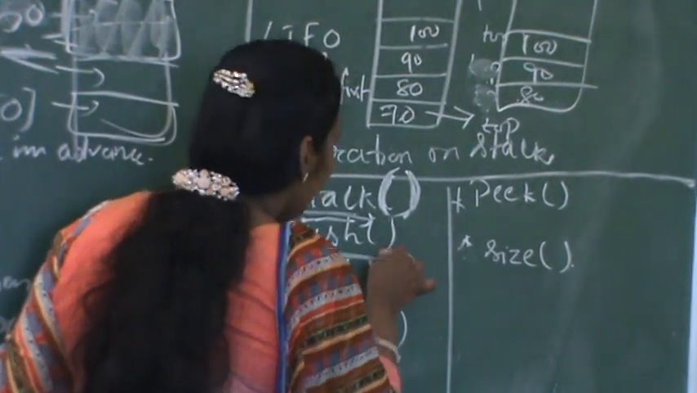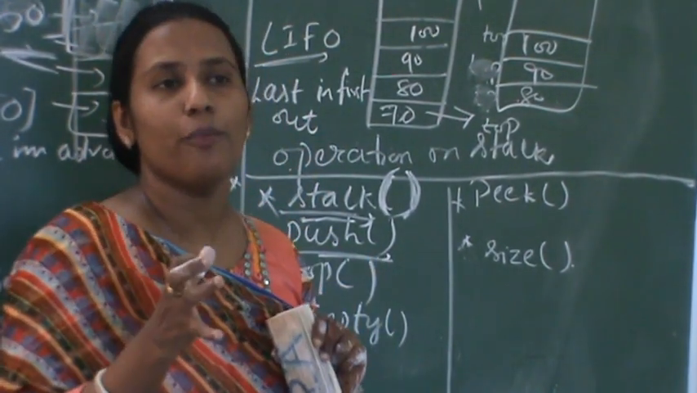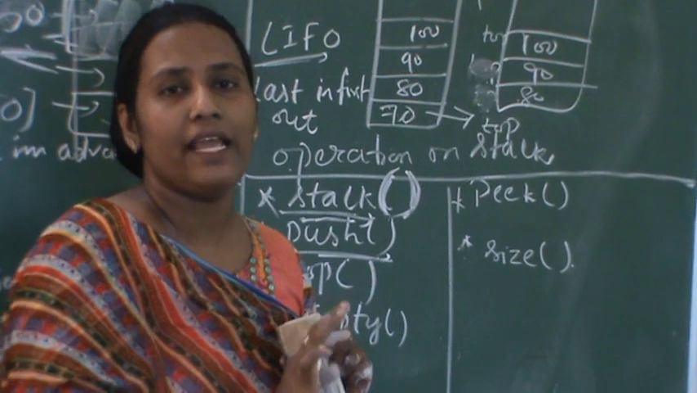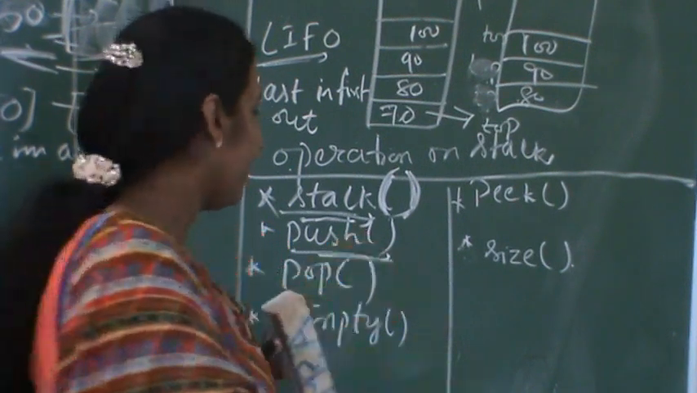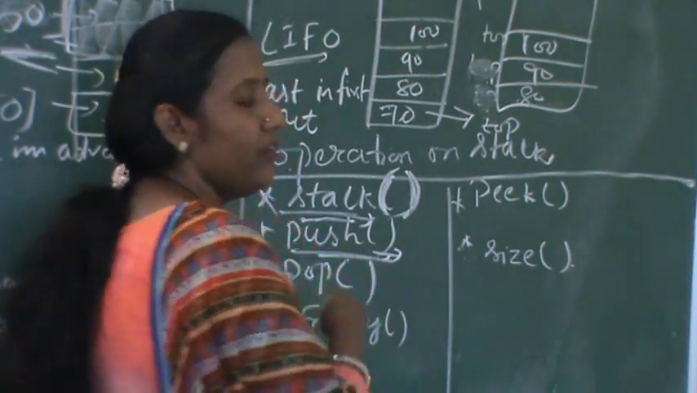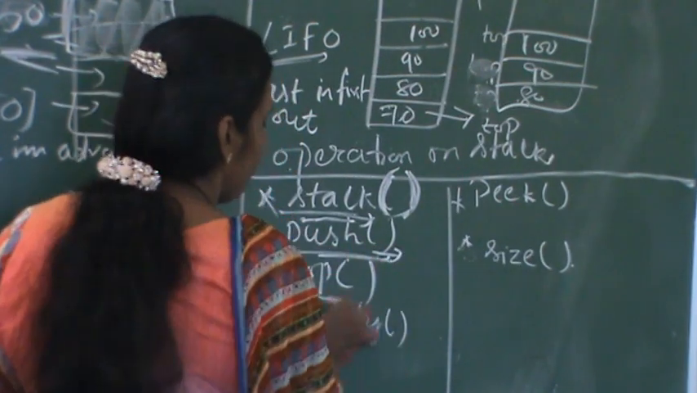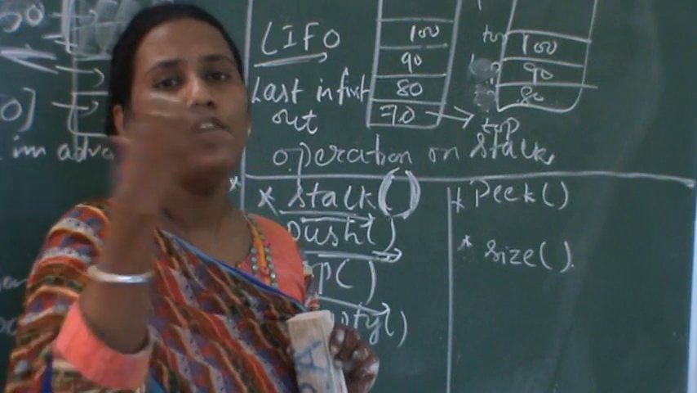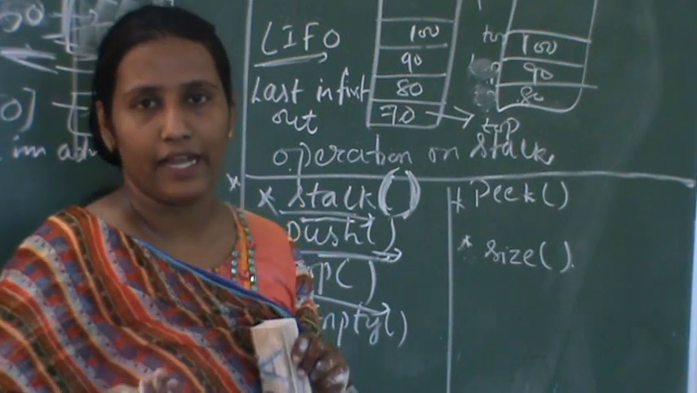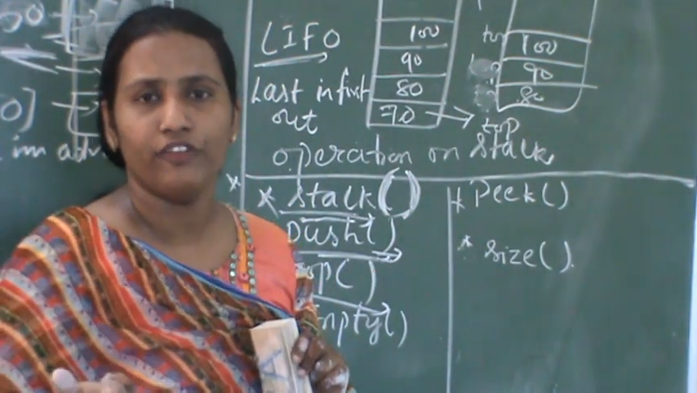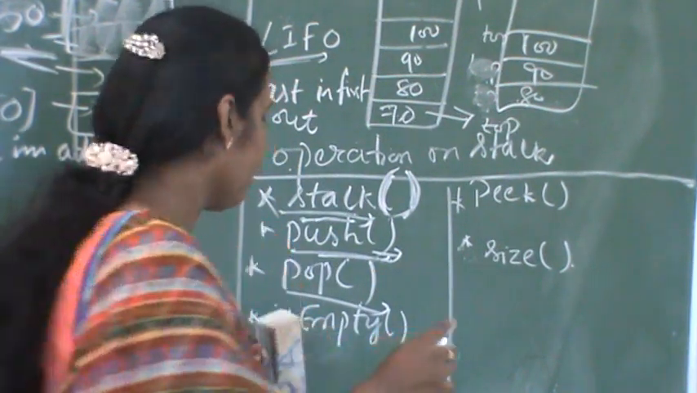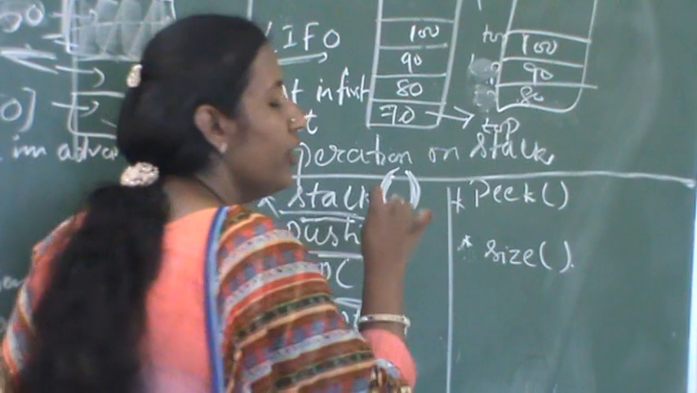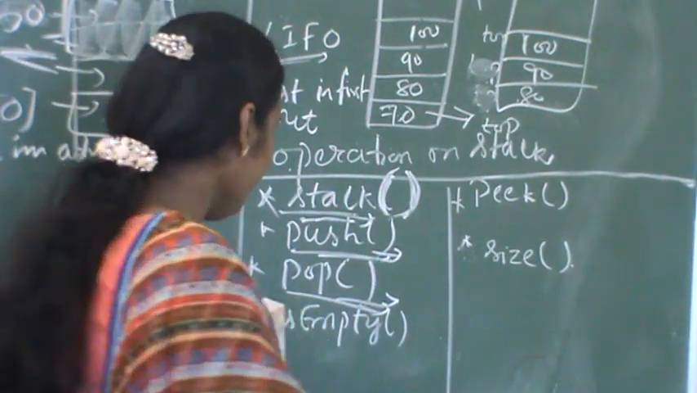Next, the push operation. The push operation is used to add an element into the stack. This operation helps us to add elements into the stack. Next we have the pop operation. The pop operation is used to remove elements from the stack. Pop means removal of elements, and push means adding elements into the stack.